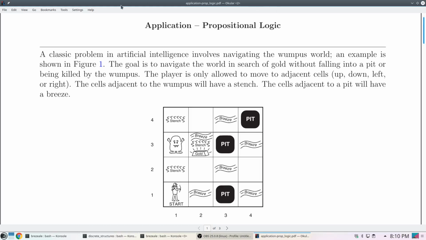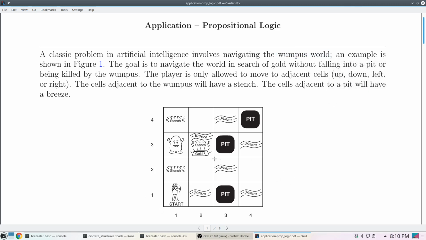Now we're going to look at an application of propositional logic to the field of artificial intelligence. There's lots of different things that you can do that would be considered artificial intelligence. And one of the ways people test the different approaches to artificial intelligence is to apply those to simulated worlds. And one of the more famous simulated worlds is called the Wumpus World.